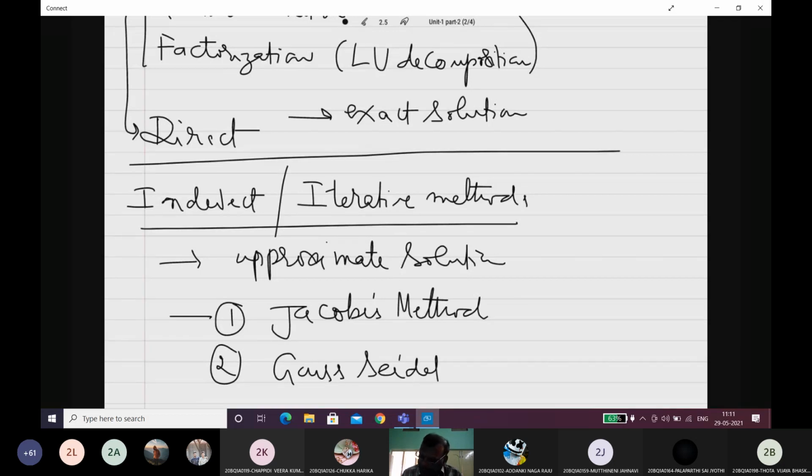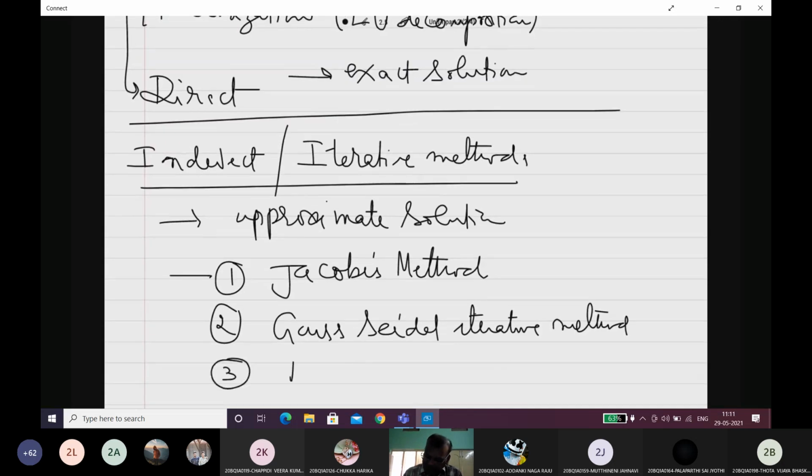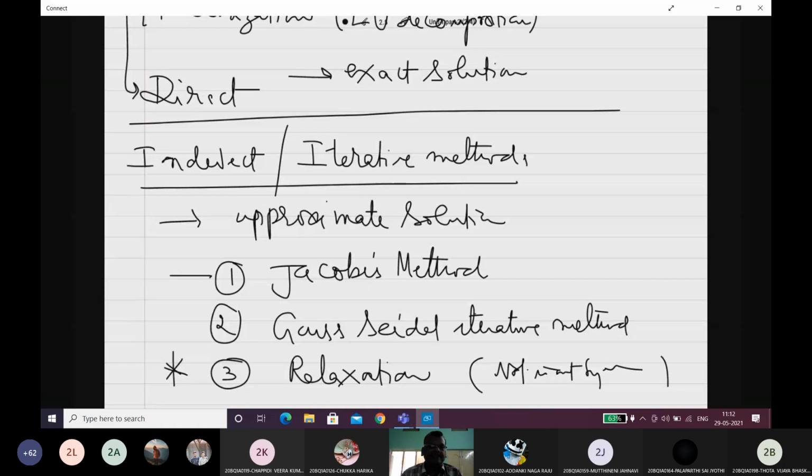Gauss-Seidel iterative method. And the third one is the relaxation method. It is not in our syllabus. Right? Now we are going to learn Jacobi's iterative method and the Gauss-Seidel iterative method.